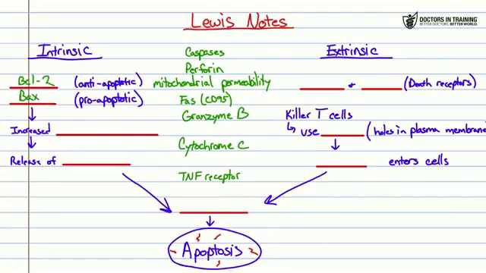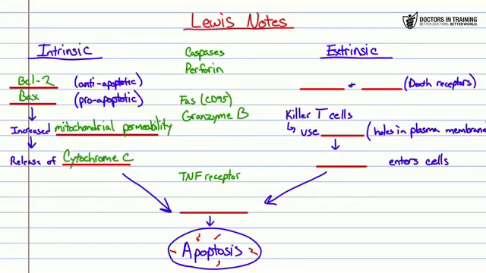If you get BAX stimulated, you're going to get an increase in what? Remember, this is going to be the increase in mitochondrial permeability. And you don't want that, because once mitochondrial permeability goes up, you're going to start spewing cytochrome C all over the place, and that's going to lead to further initiation of apoptosis.